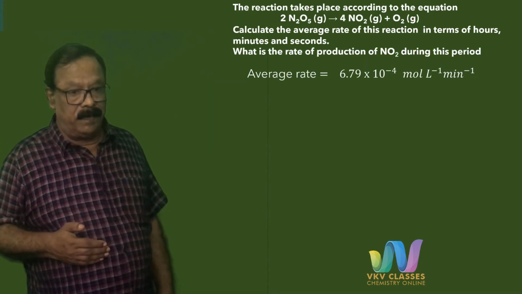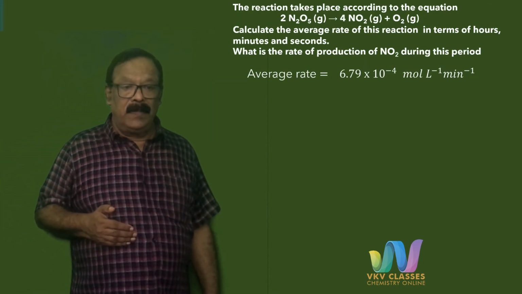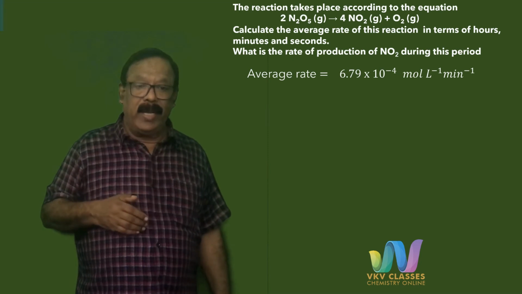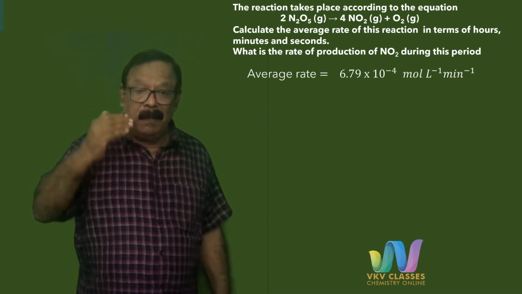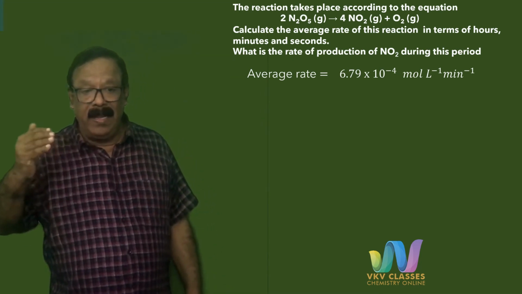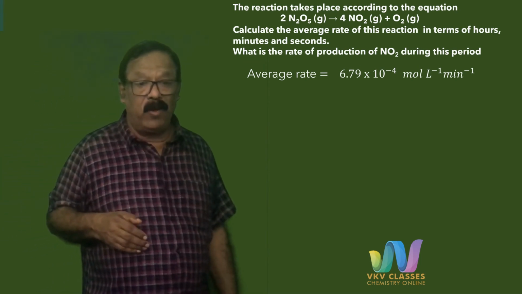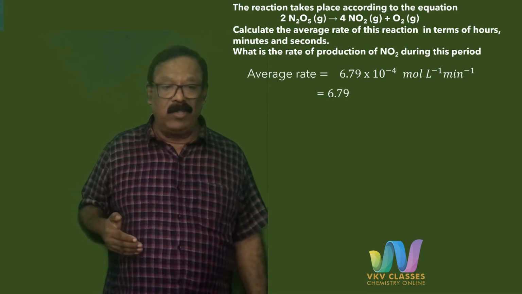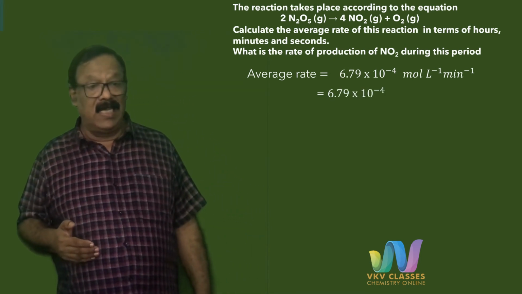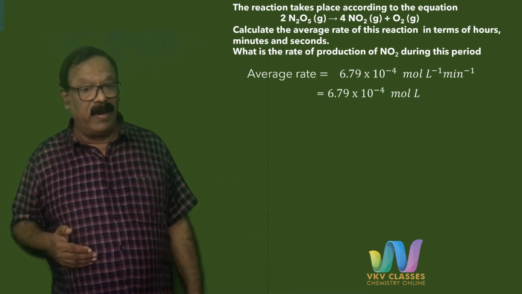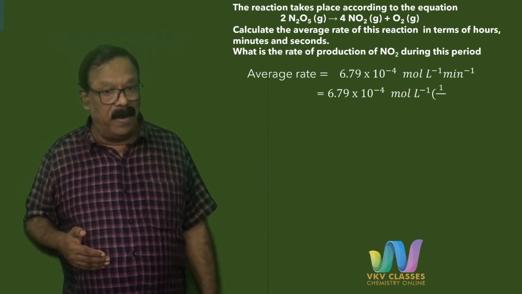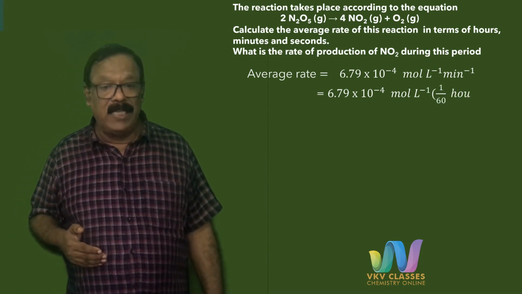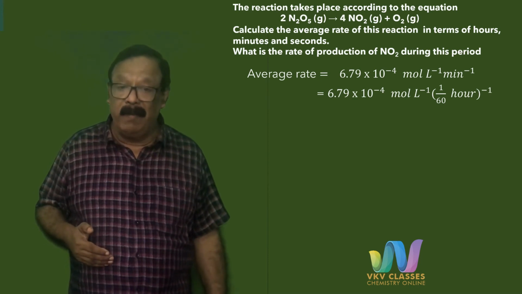Now, the answer that you are getting here is in mole per liter per minute. You are asked to find out the rate in seconds and also in hour. Now, let us convert this one. It is 6.79 into 10 power minus 4 mole per liter per 1 by 60 hours raised to minus 1.